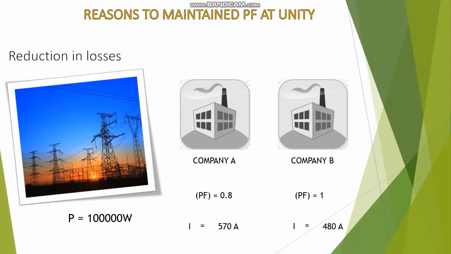That means company A is drawing more current than company B for the same load. That means the extra current drawn by company A is totally wasted, which reduces the efficiency of the equipment. To overcome this loss, the supplier told companies to maintain the power factor at unity. If any company is not following, then that company is liable for a penalty.